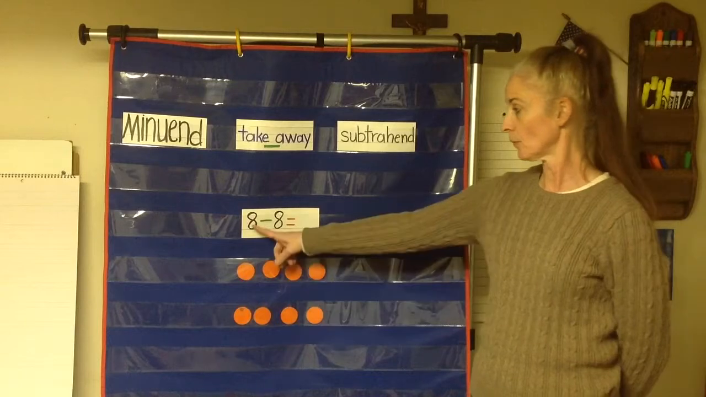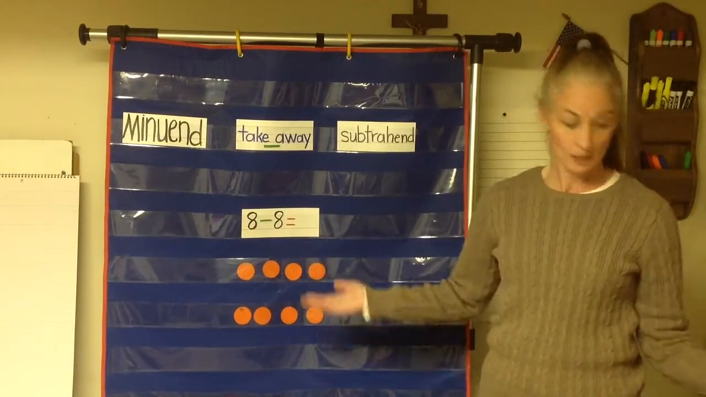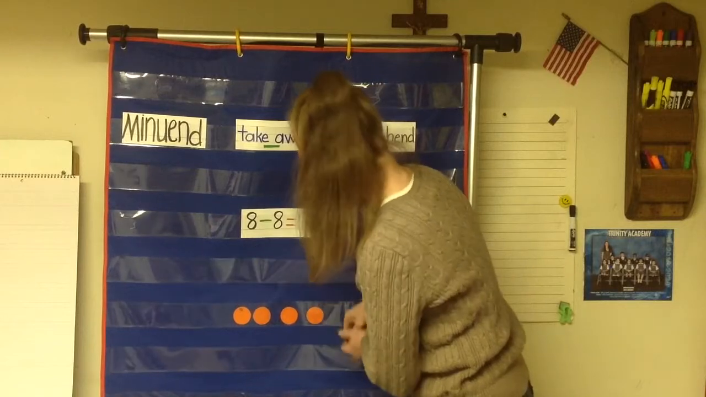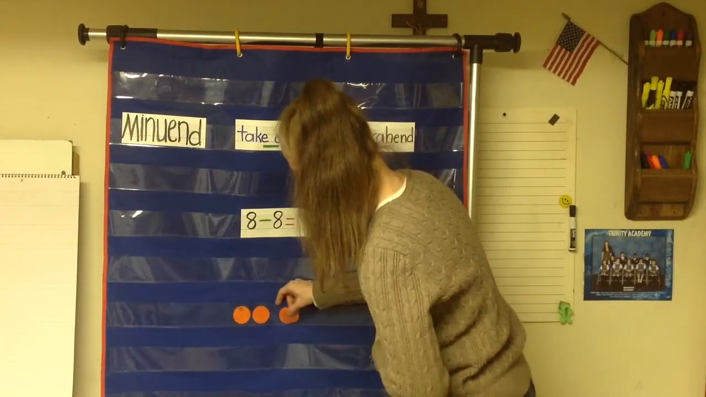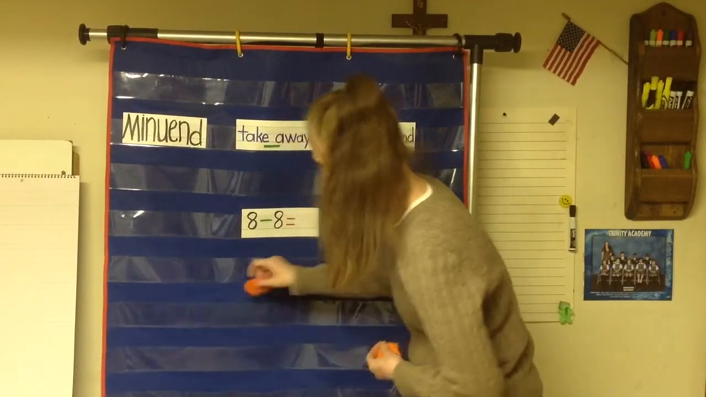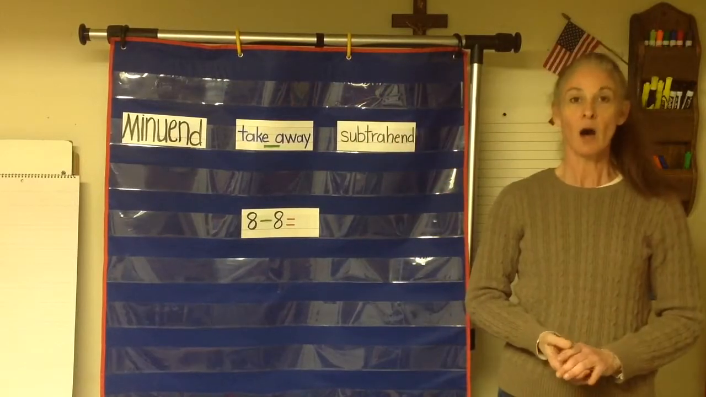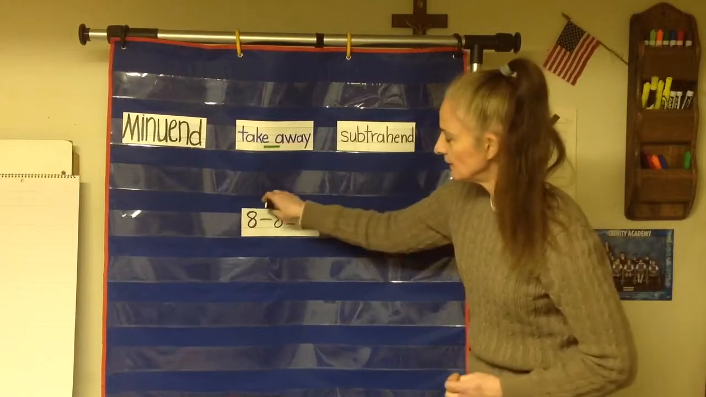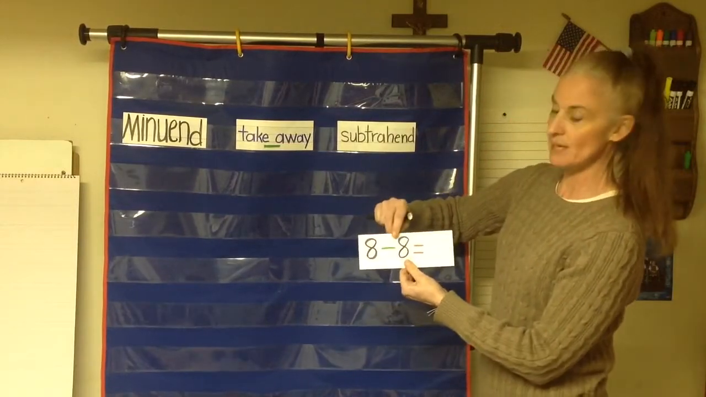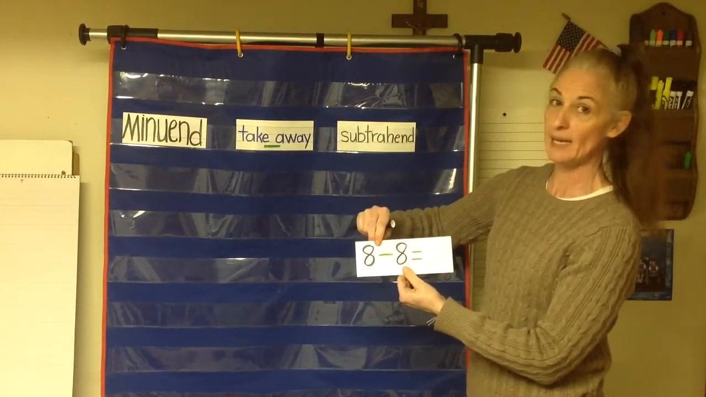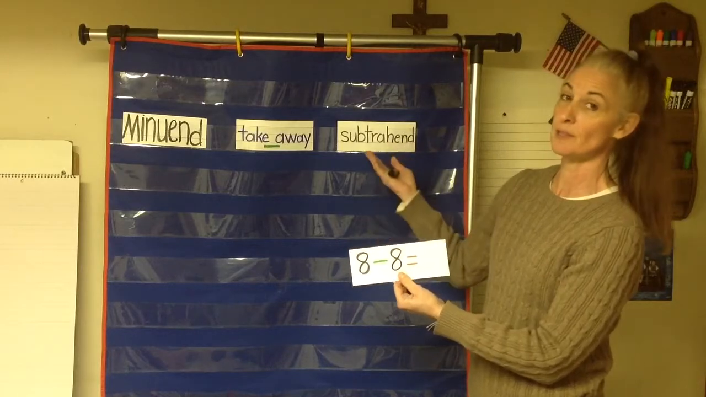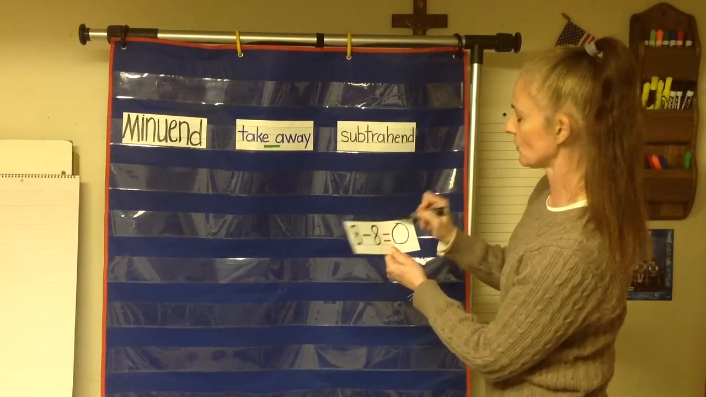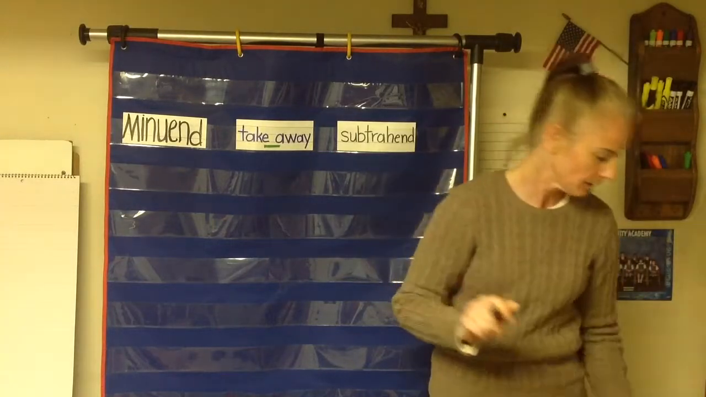8? Well, we only have 8. That's right. We're taking them all away. Take them away. What do we have left? 0. Right. 8 minus 8. You only had 8. You took away 8. You have nothing left. 0 is our difference.